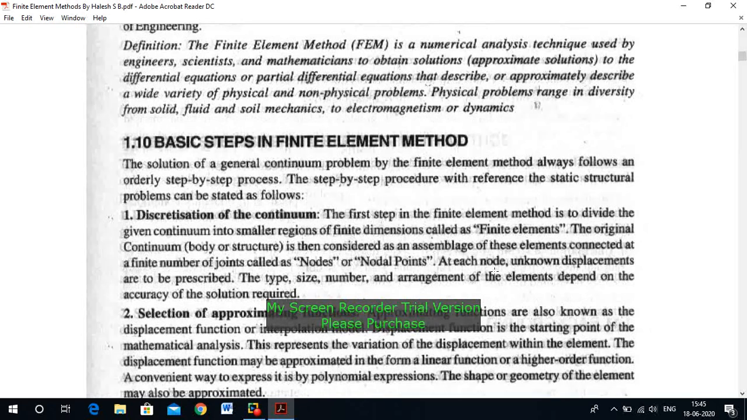And the second step is selection of approximate functions. Approximate functions are known as displacement function or interpolation model. The displacement function is the starting point of mathematical analysis. This represents the variation of displacement within the element. The displacement function may be approximated in the form of a linear function or higher order function.